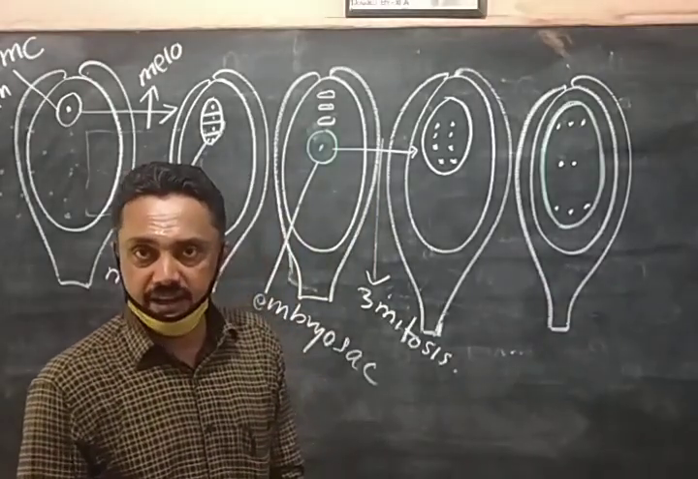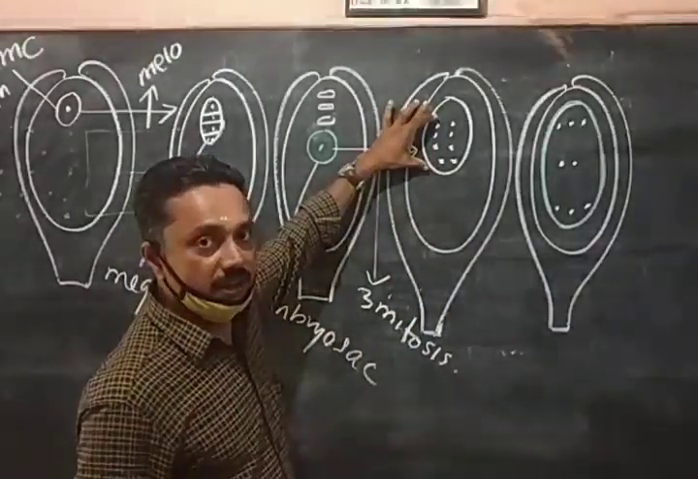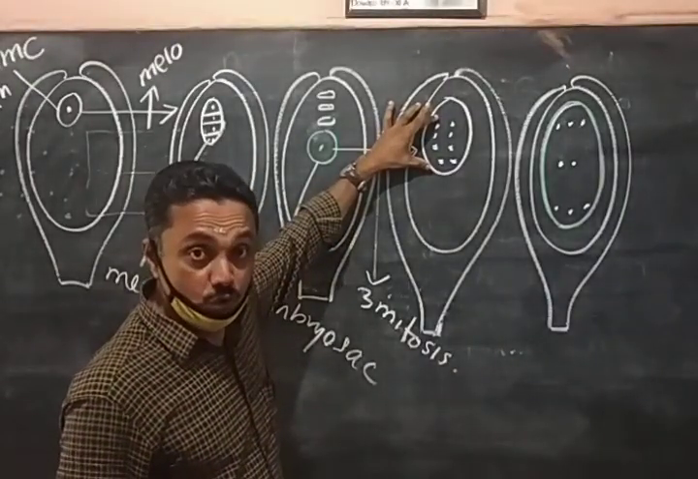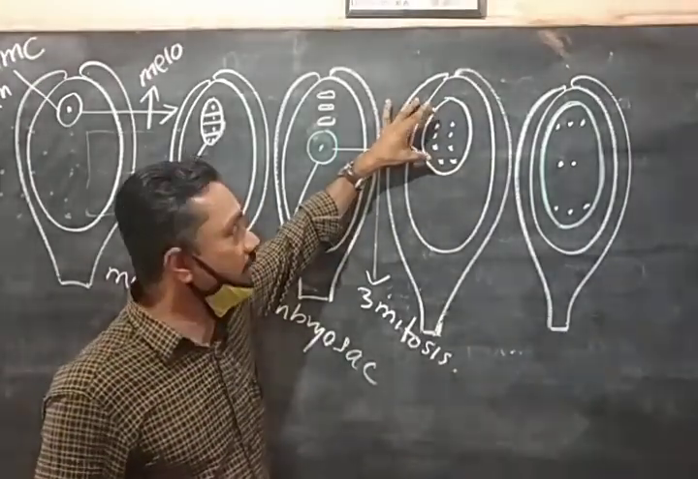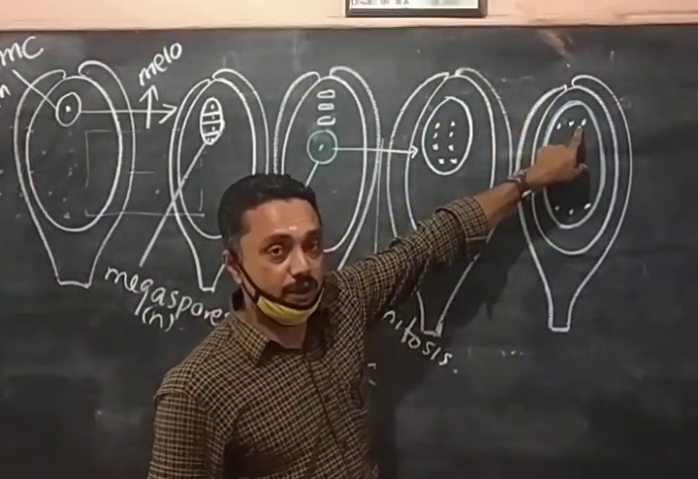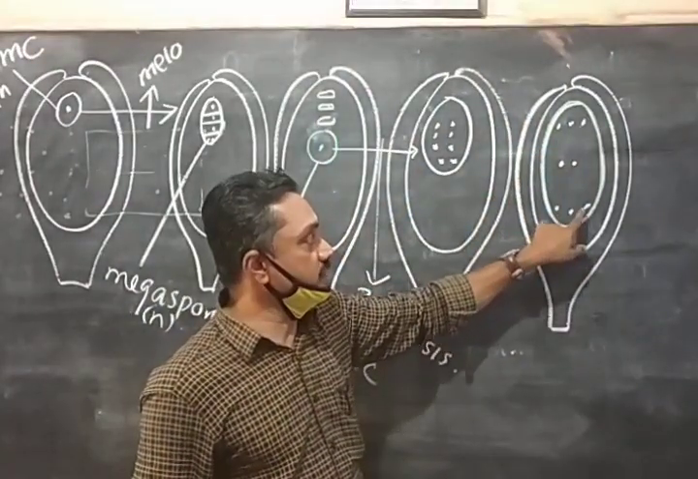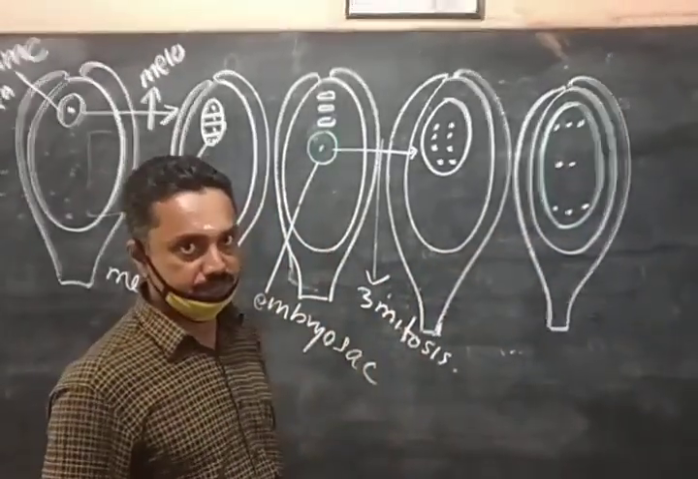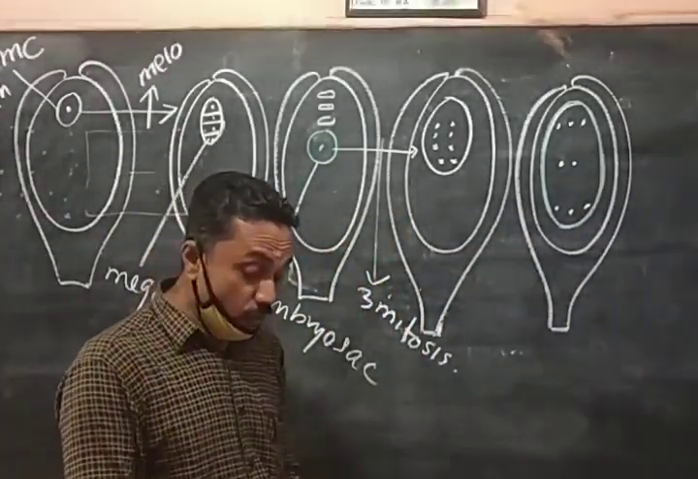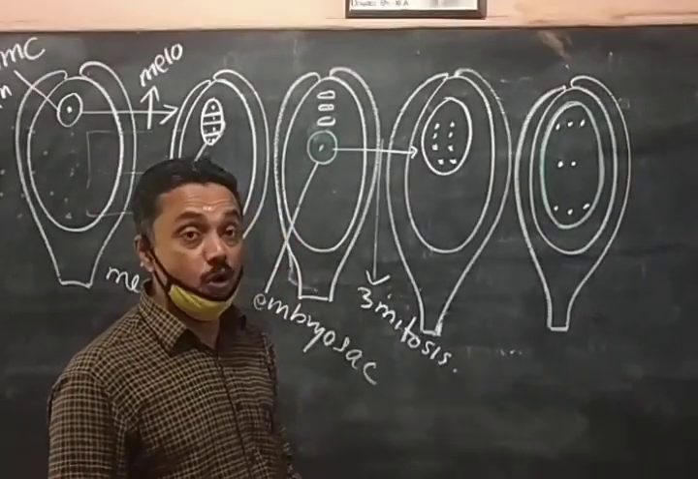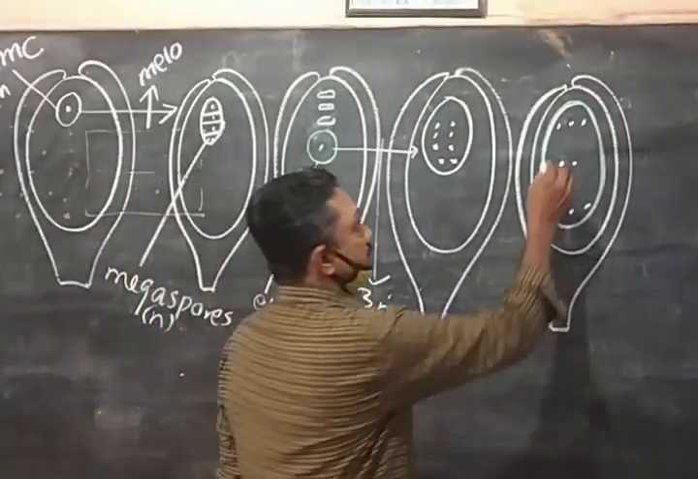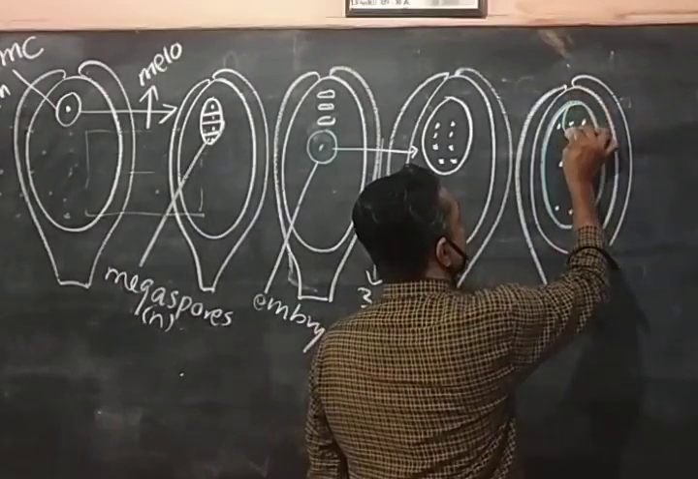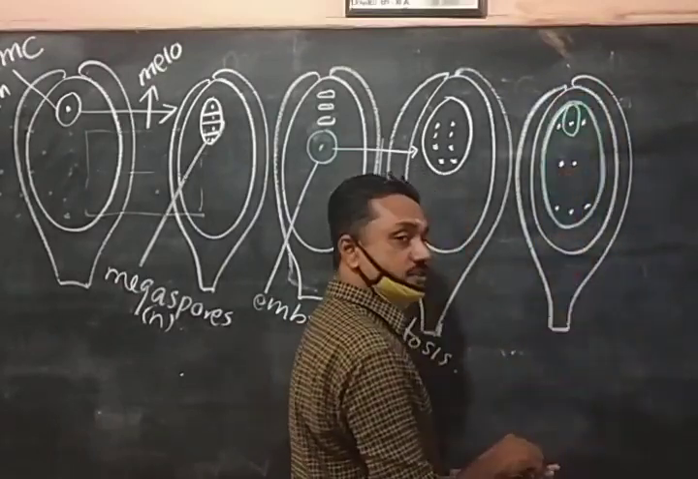So listen here again. 8 nuclei are there. They are remaining in a common cytoplasm. Of the 8 nuclei in the common cytoplasm, 3 move towards the micropyle, 3 move towards the chalaza, and 2 remain at the center itself. Then cell wall formation takes place around each nucleus. See, the cells are covered by cell wall.